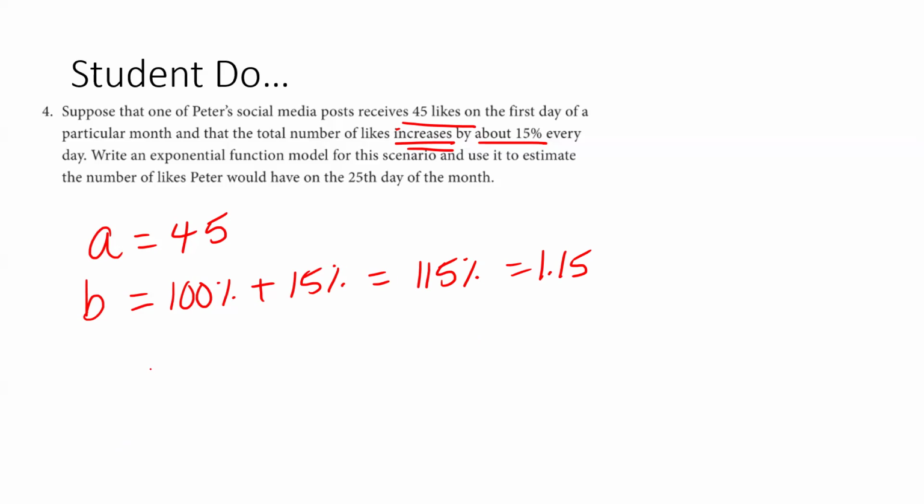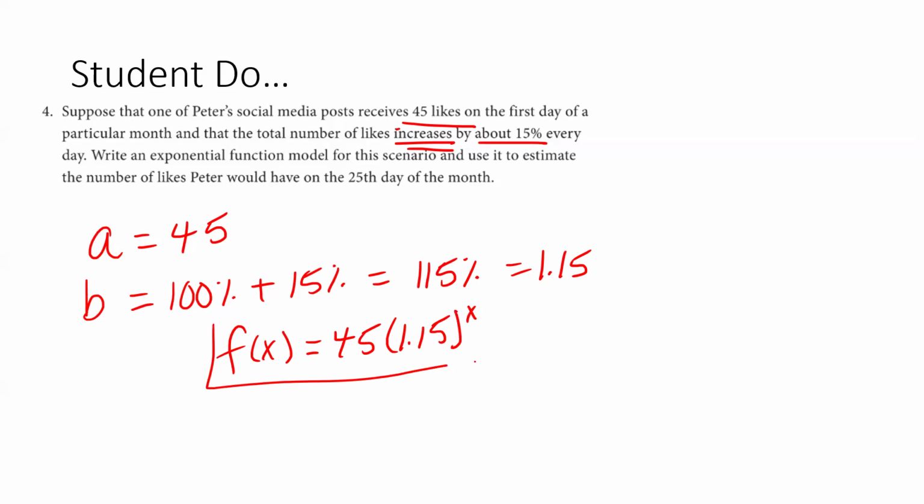And as a decimal, that's going to be 1.15. Oh, yeah. I was going to let you come to that conclusion. Good job. All right. Can I write my function now? Yes. So we have f of x equals 45 times 1.15 to the x. Yes? All right. This is the part that people get stuck on. So his first day is his 0, right?